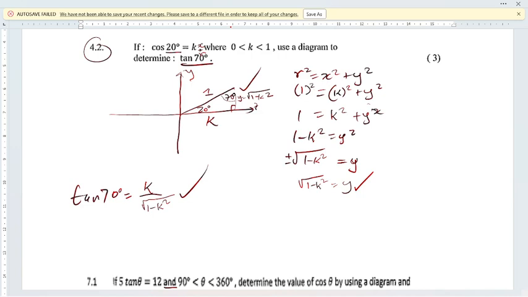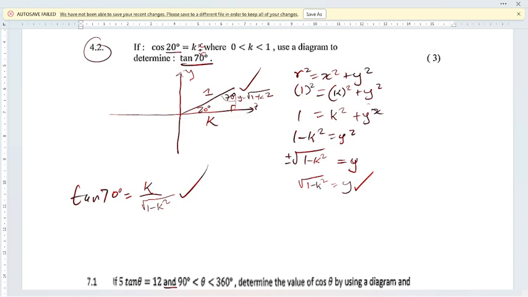If you don't use the diagram, there is another method, then we're going to award the marks. But if you are asked for a diagram and you don't show the diagram, you will not get full marks. So it means you must show me the diagram.